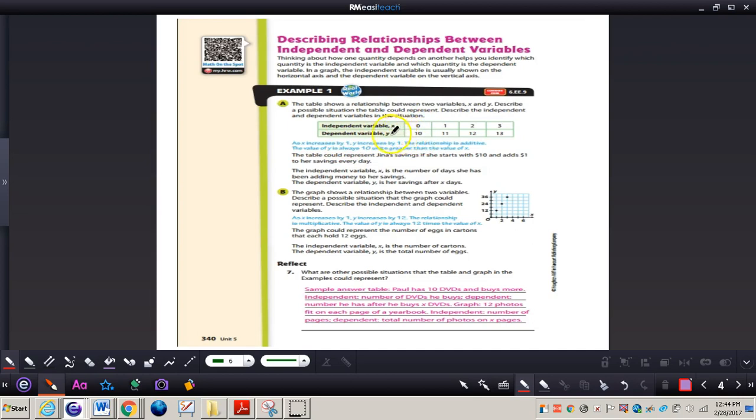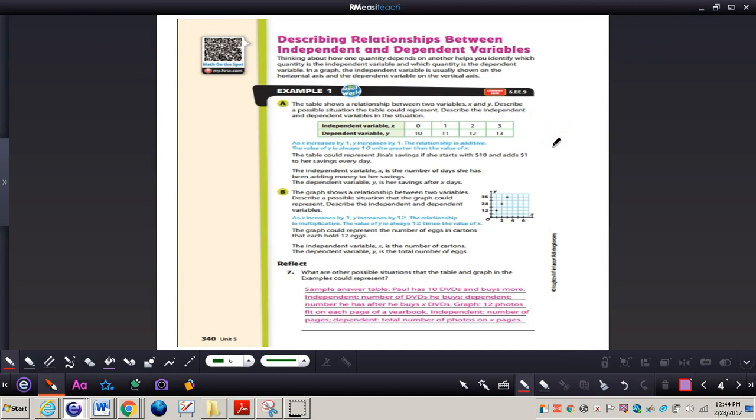What matters, or what's not being changed at all, depends upon the amount of money that Gina has. However, what is changing is we know that for each day, Gina is adding $1 to her savings. So because after each day passes, $1 is being added, that changes the dependent variable every time. So 4 and then 14, 5 and then 15, and so on.